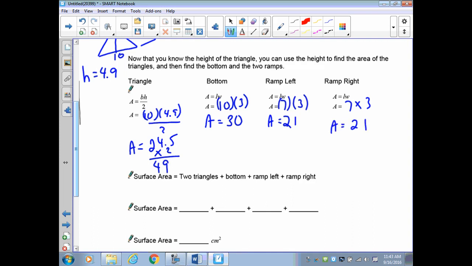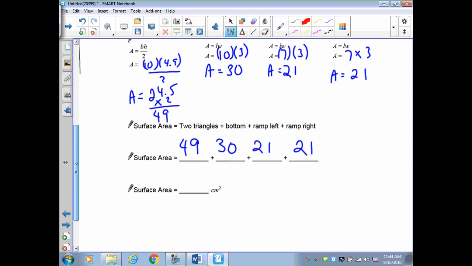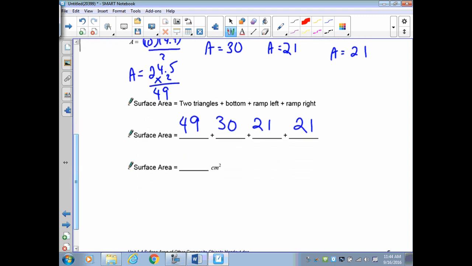So now that I have all the pieces together, I can put them into my big final add up. I've got 49, 30, 21, and 21. And if you add all that up, 49 and 30 is 79, 100, 121. So there is my total surface area for this right rectangular prism, 121 centimeters squared.